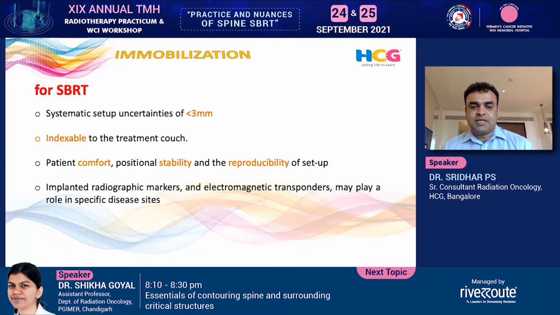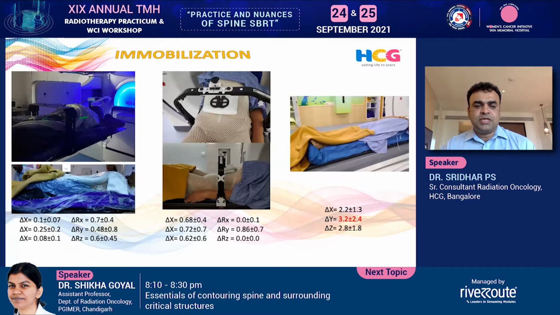As I always stress, patient comfort, positional stability, and the reproducibility of the setup are the key in case of any immobilization. What we want to use, the radiographic markers and other things, we use as and when required. So in terms of the alpha cradle or the abdominal binders, all those things can still be used for all abdominal things, and can be used for vertebra also.